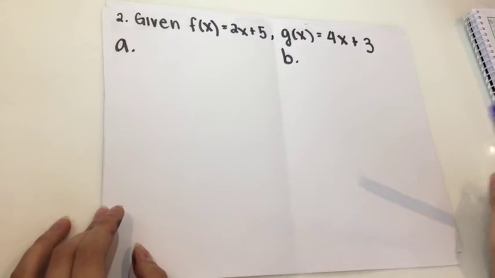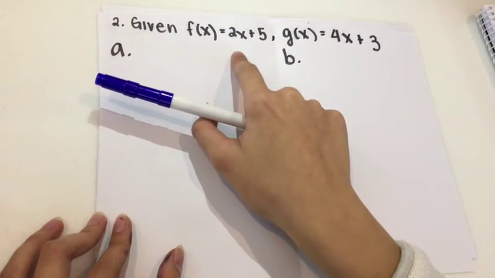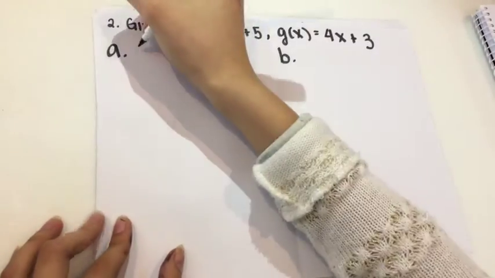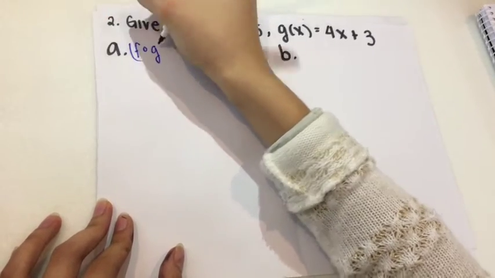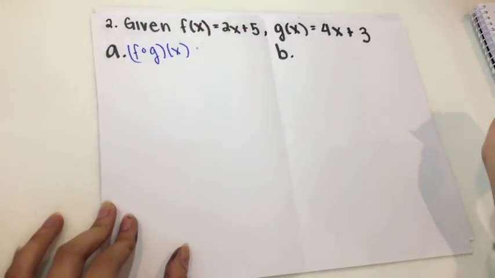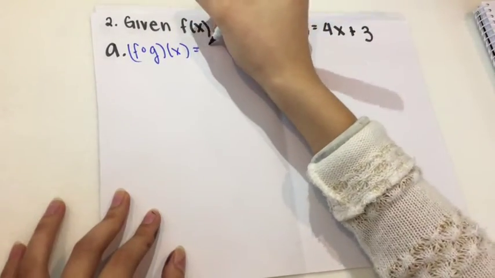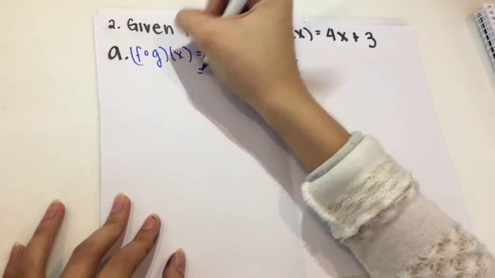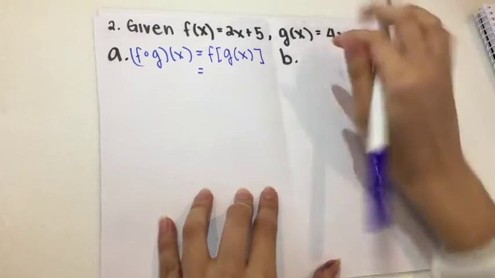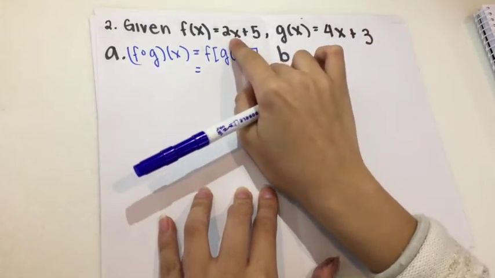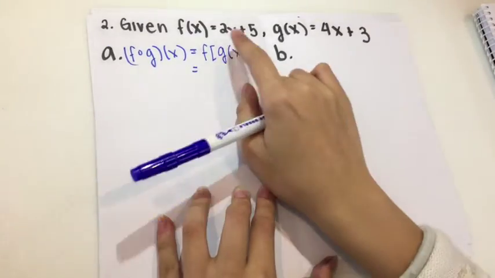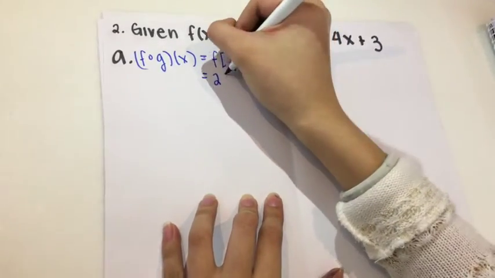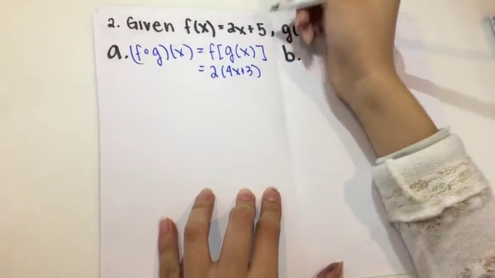Example number 2. Given that f of x is equal to 2x plus 5 and g of x is equal to 4x plus 3, let us find f of g of x. So from our formula, we know that this is equal to this, f of g of x. Next, we'll plug in the values of g of x to all the x values in f of x. So from f of x, we know that it is 2, and then you plug in these values, so 2 times 4x plus 3, and then copy 5.